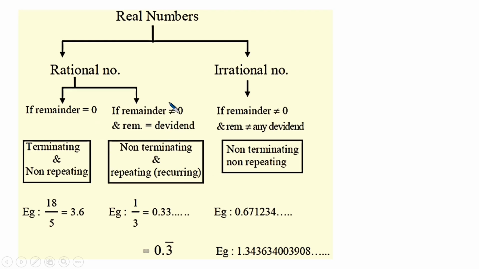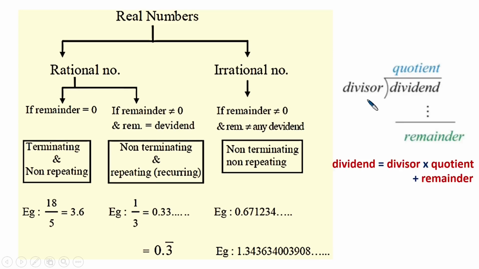So you start with the dividend and the divisor, and once you go again you repeat, so you will have non-terminating and repeating, recurring. And if the remainder is not 0 and the remainder is not equal to any earlier dividend, then this will be non-terminating, non-repeating. This is an irrational number. These are the examples: 18 by 5 is 3.6, 1 by 3 is repeating, and here it is non-repeating. It can go on forever. Here I have written the dividend divided by divisor, divisor into quotient, and remainder. Based on this, you can freeze it and see.